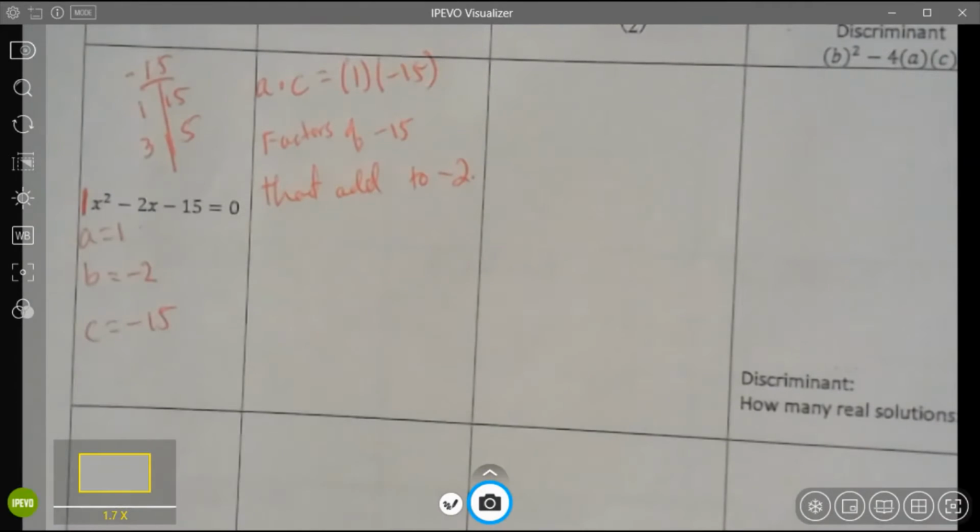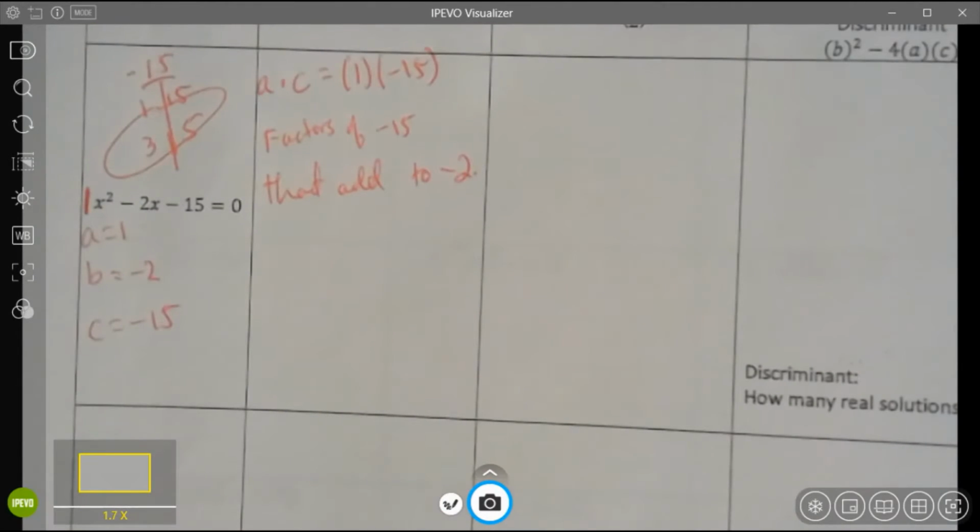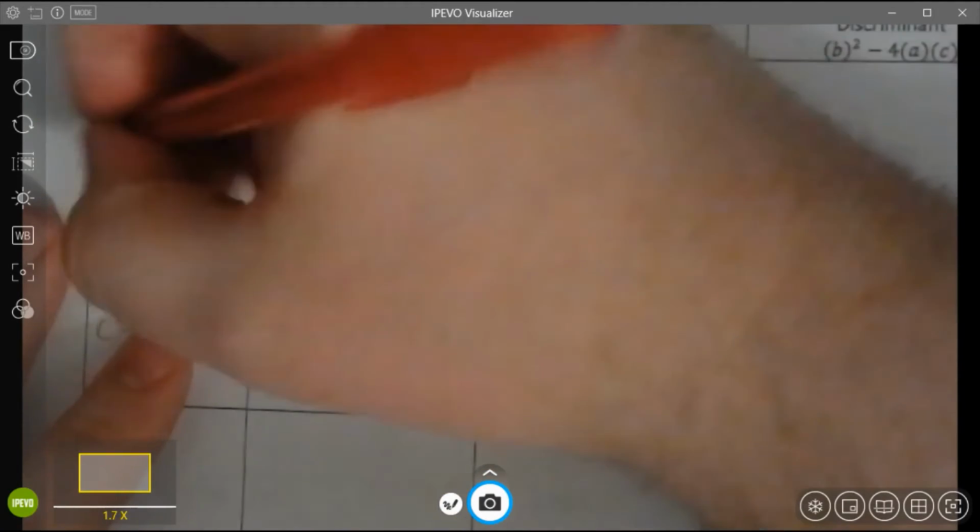So let's say we choose, we have to choose 3 and 5. And since we want it to be -2, that means we have to have more negatives than we have positives. So this will be -5. This will be +3.